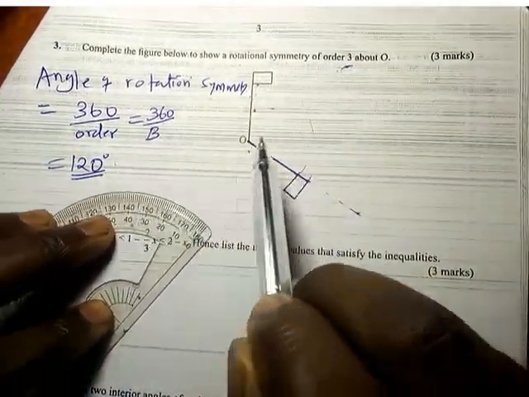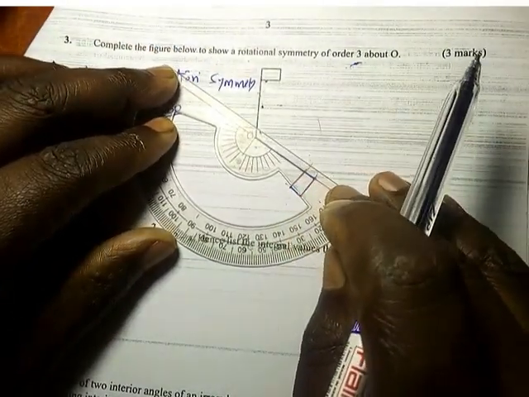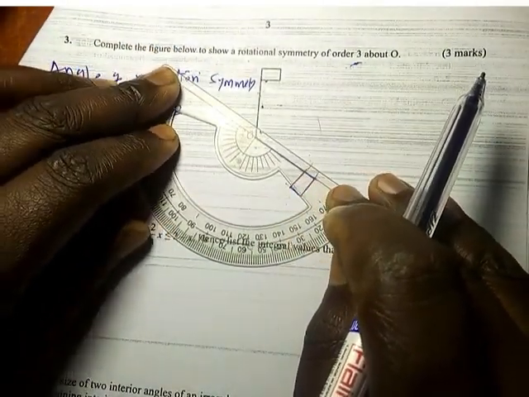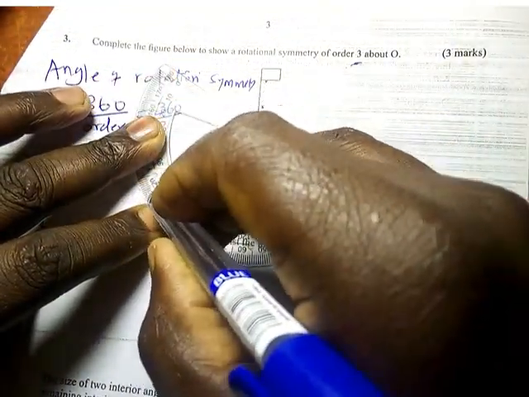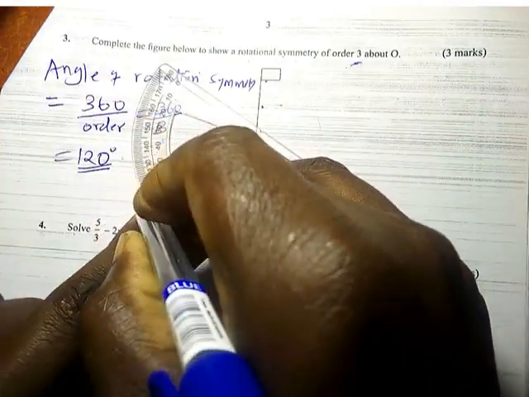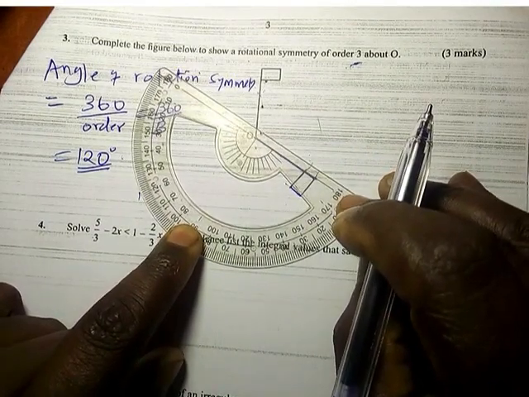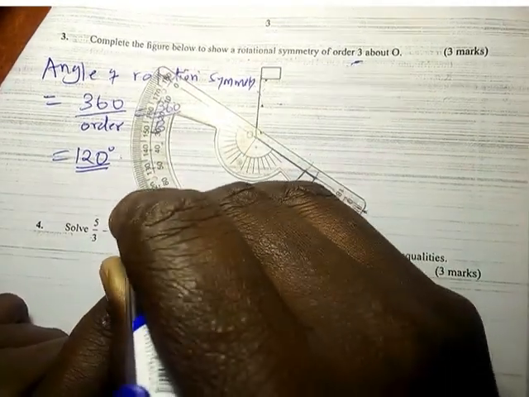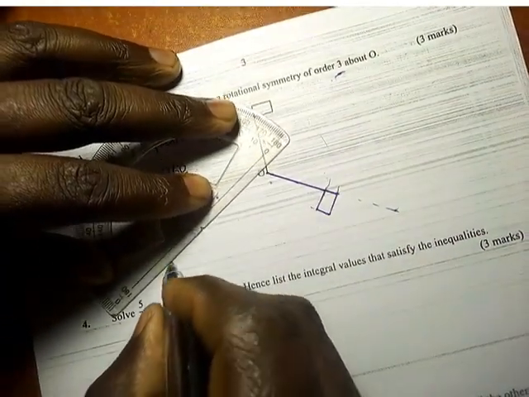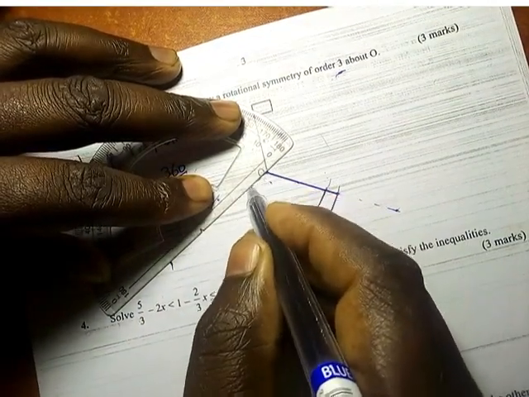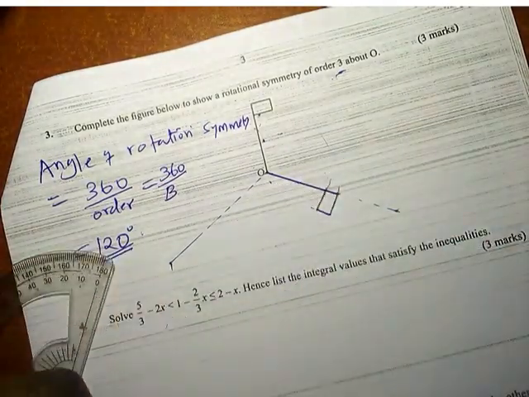Again, you draw another one because there are 3 of them. So 1, 2, the other one also from here. You measure 120 from here. 120 is here. 120 is there. You draw a dotted line. Then you repeat the same. You measure the distance.